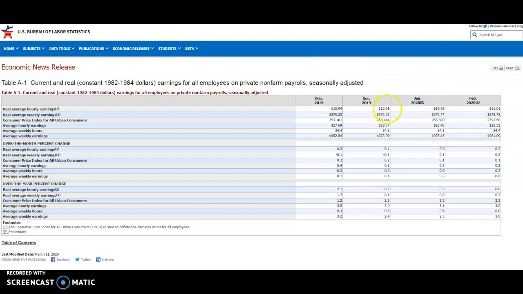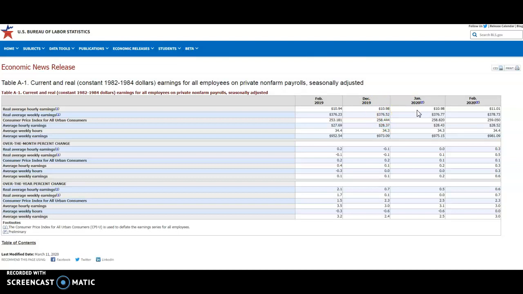Notice from December to January, there was no change in real wages, even though hourly earnings went from 28.37 to 28.43. This increase in hourly earnings of a nominal nature was offset by the increase in prices, yielding no change in real wages.